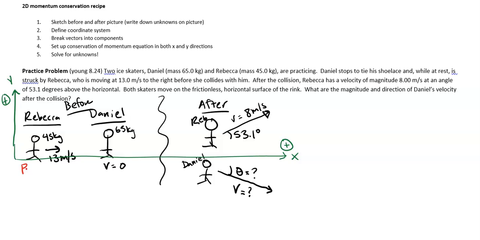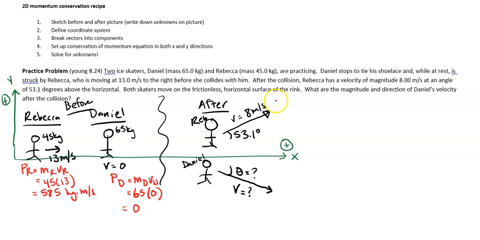So momentum of Rebecca initially is what? Mass, we know, times velocity. So this is going to be 45 times 13, which I get 585 kilogram meters per second. Momentum of Daniel beforehand is mass of Daniel times velocity of Daniel. Mass is 65, velocity is 0. Perfect. Daniel is just at rest. Momentum is 0.